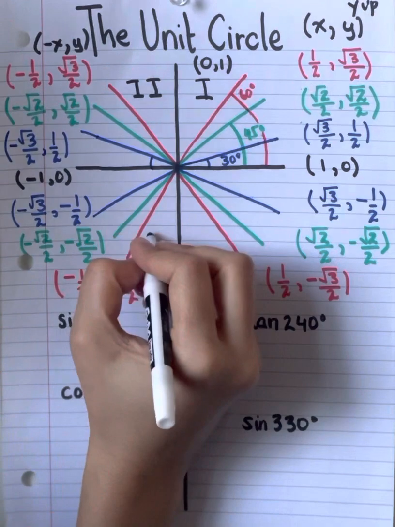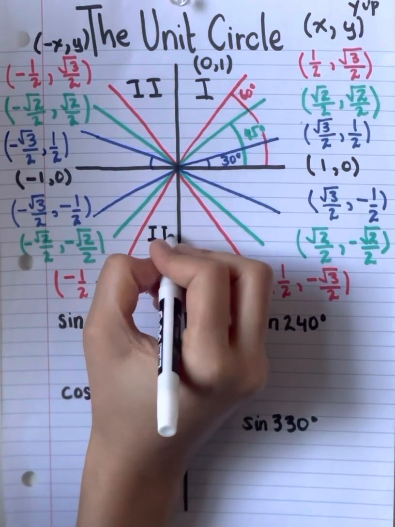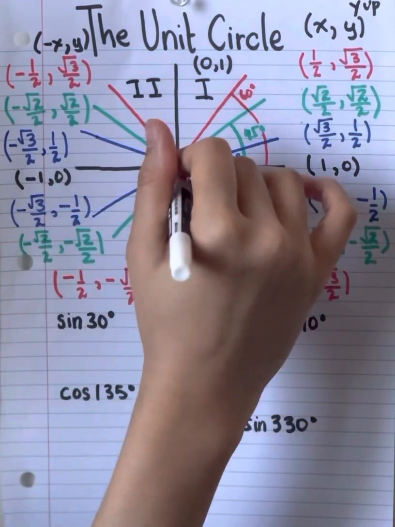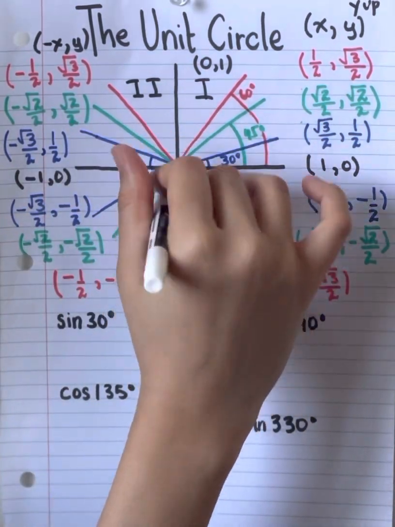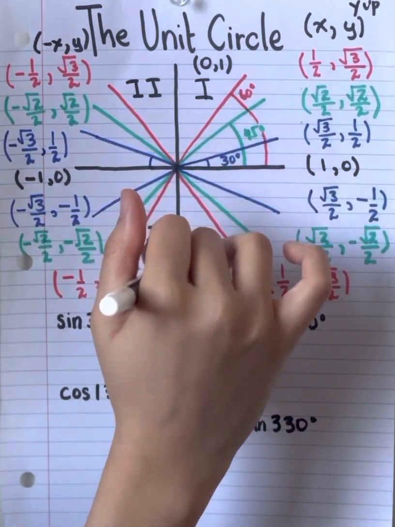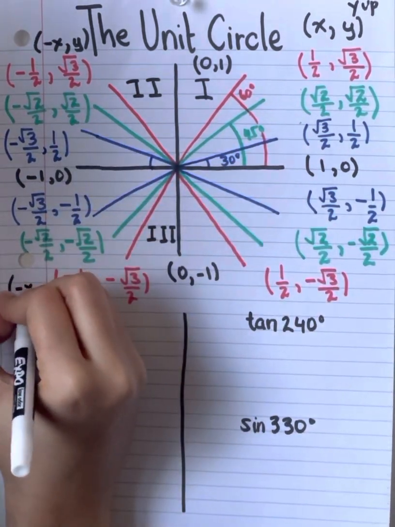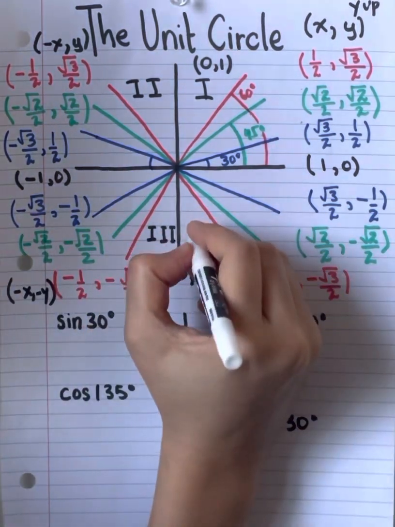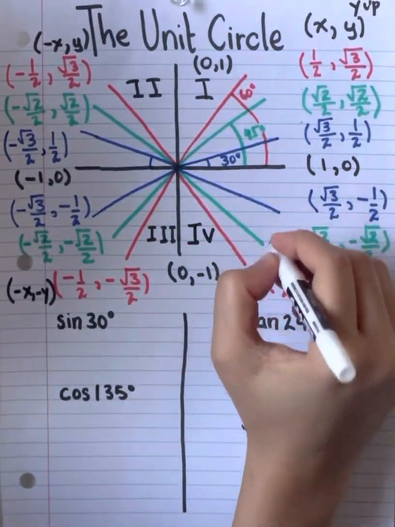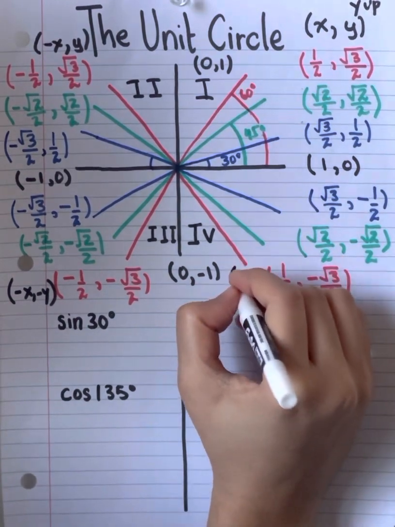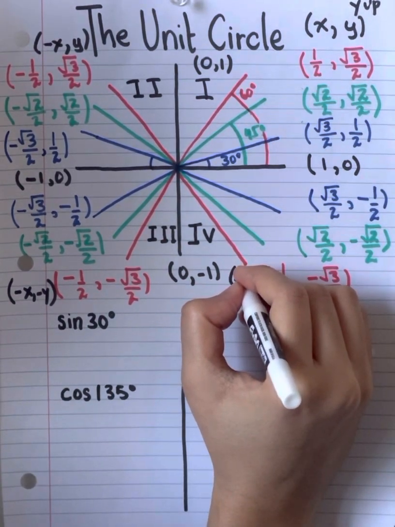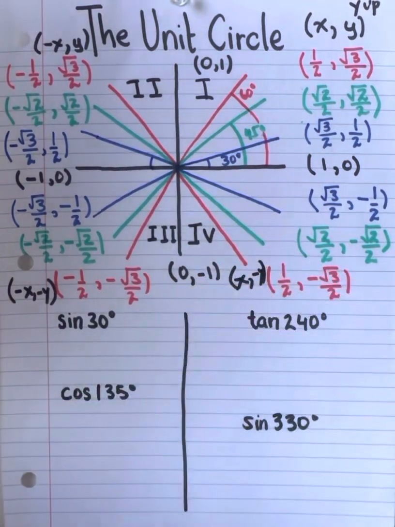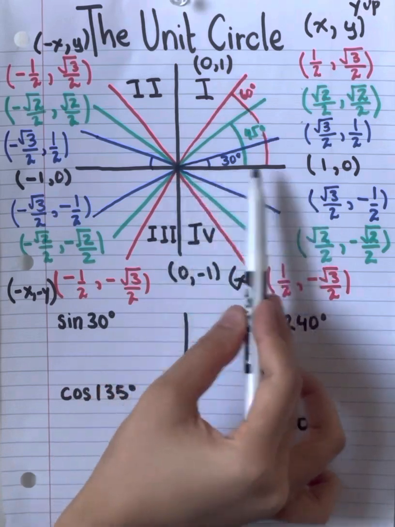So in our quadrant 3, this is our quadrant 3. Our x value is negative. Our y value is negative because we are on the negative y and x axis. So it's negative x and negative y. This is for quadrant 3. For quadrant 4, we have positive x, but negative y. Positive x, but negative y.